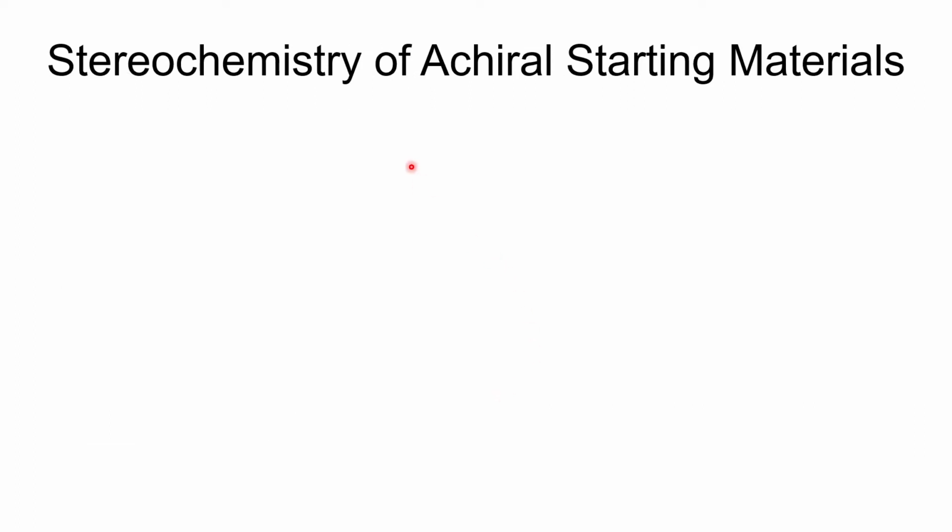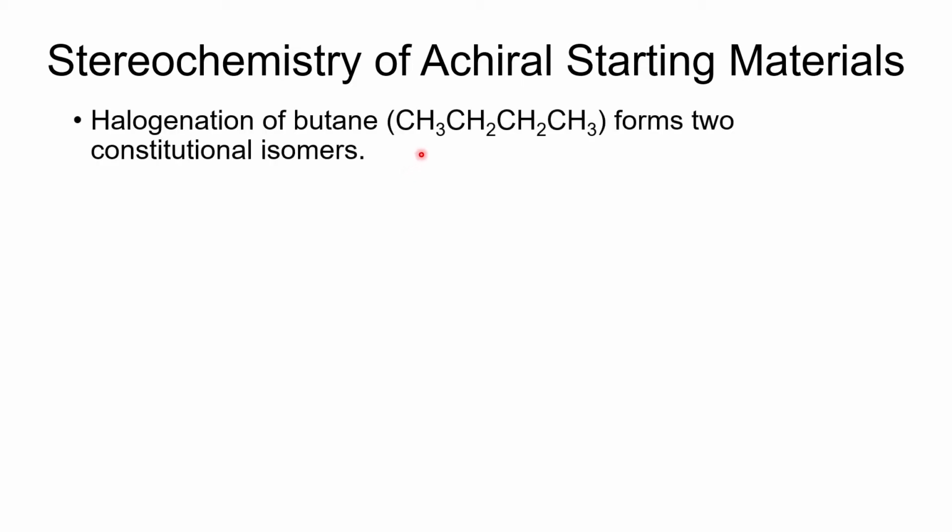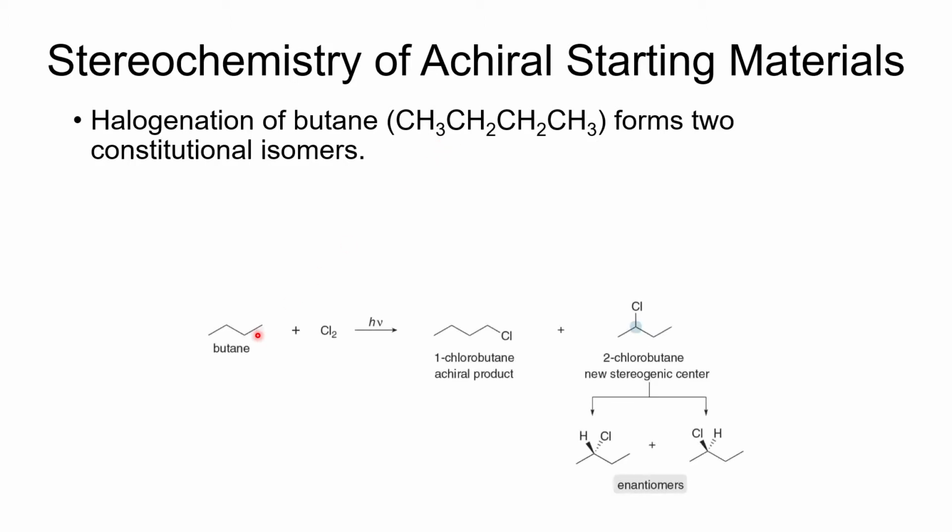All right, so let's start with an achiral starting material. So halogenation of butane. Butane has no stereogenic centers, so it is completely achiral. When we do halogenation of butane, we can get two products. We can get 1-chlorobutane and 2-chlorobutane. But if we want to look at stereoisomers, we'll see that 2-chlorobutane has a stereogenic center, which means that we're going to get a pair of enantiomers.